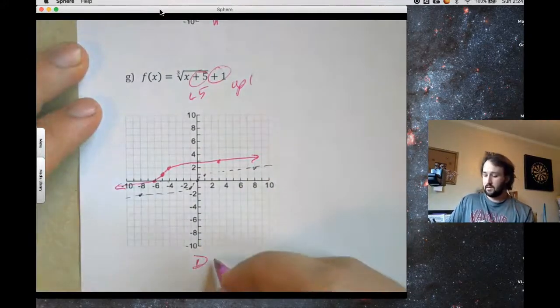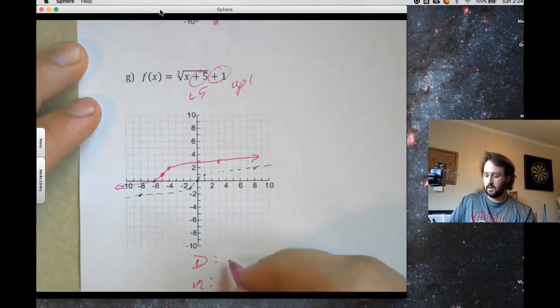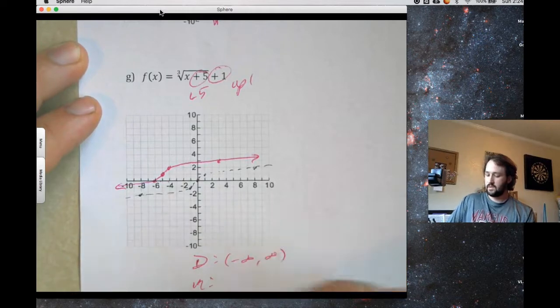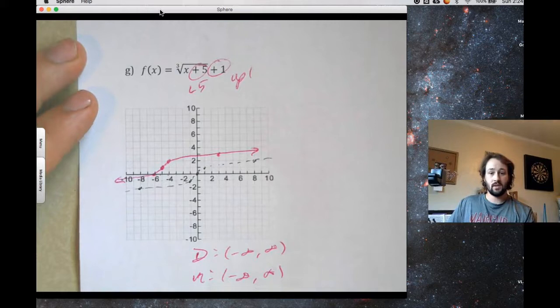So now the domain, the range, it's going left and right forever, so negative infinity to infinity. It's going up and down forever, so also negative infinity to infinity.